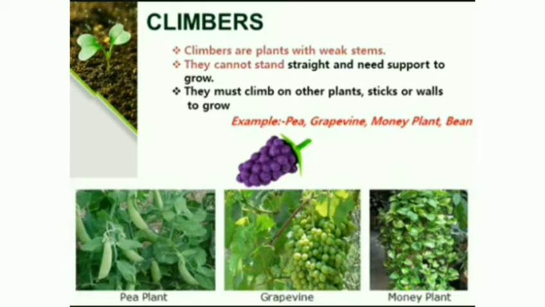Next type is climbers. How can we identify climbers? Climbers are plants with big stems. They cannot stand straight and need support to grow. They must climb on other plants, sticks or walls to grow. Examples are pea, grapevine, money plant, bean.